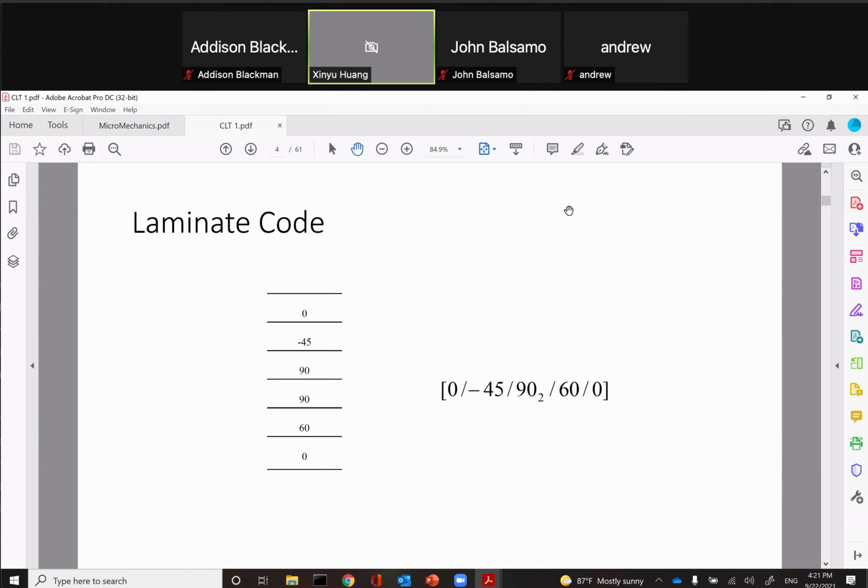All right. A little variation. Basically, there are different kinds of shorthands. This kind of shorthand means that there are 2 layers of 90. Sub 2 means there are 2 layers of 90. This one actually has 6 layers. Top layer, bottom layer has fiber running in the x direction. And 45, minus 45, 0, and then 2 layers of 90 in the middle, right?